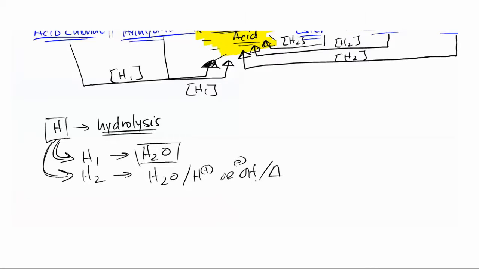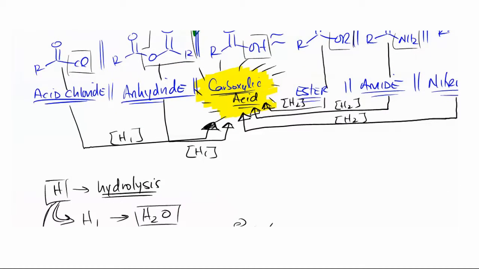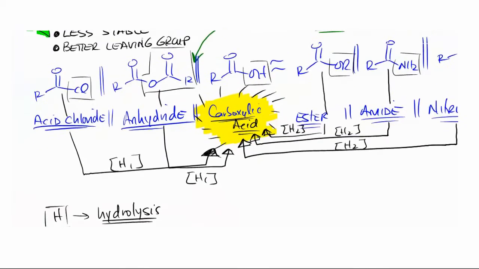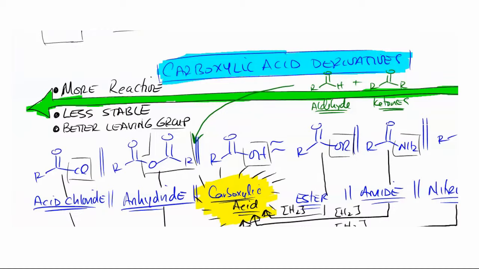might also see heat. So this is going to be H2. So we can do a hydrolysis on all these carboxylic acid derivatives to generate the carboxylic acid. I think you already kind of knew this, right?